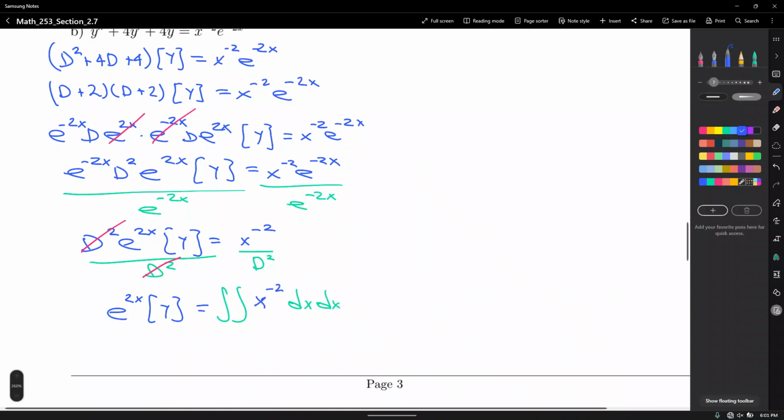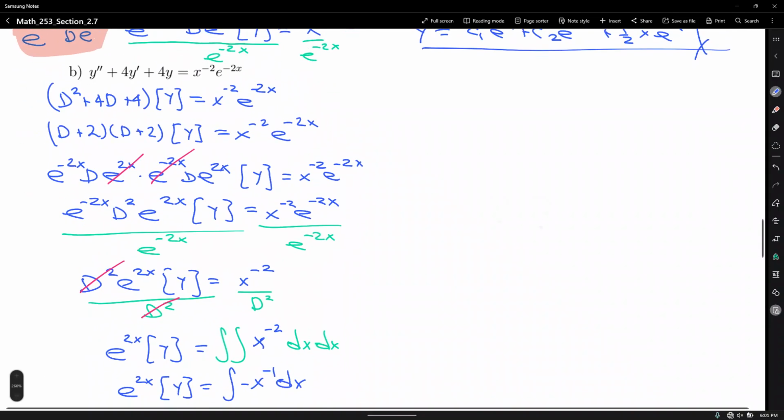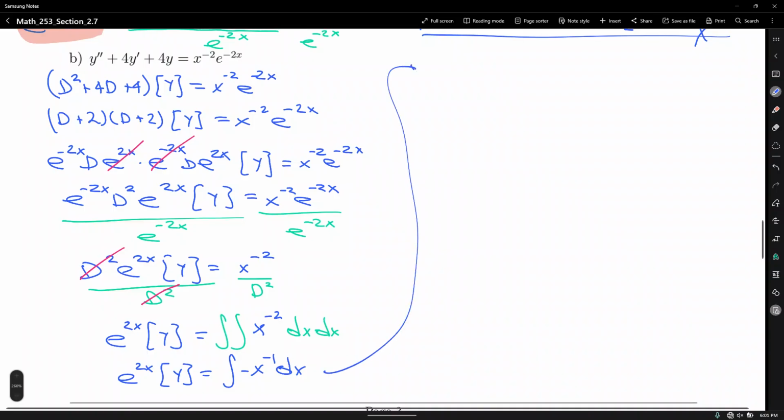Okay, let's evaluate the first integral of x to the negative 2. First of all, e to the 2x acting on y equals the integral of negative x to the negative 1 dx. There's one more iteration of the integration left. Let's compute this integral right here. What is that equal to? So this is still e to the 2x acting on y, but it's a negative natural log of x.